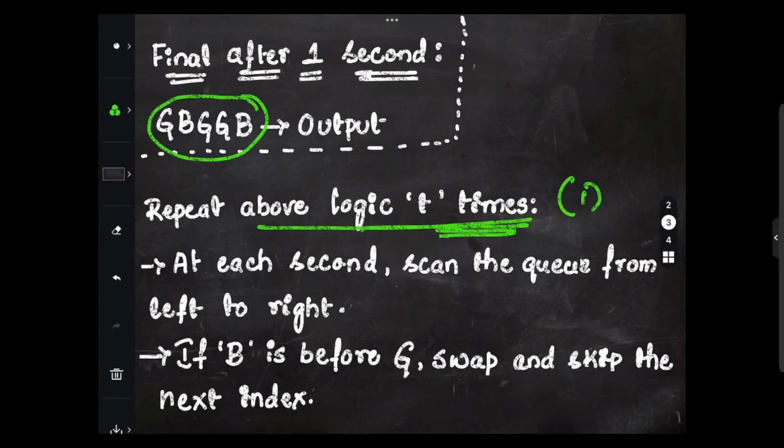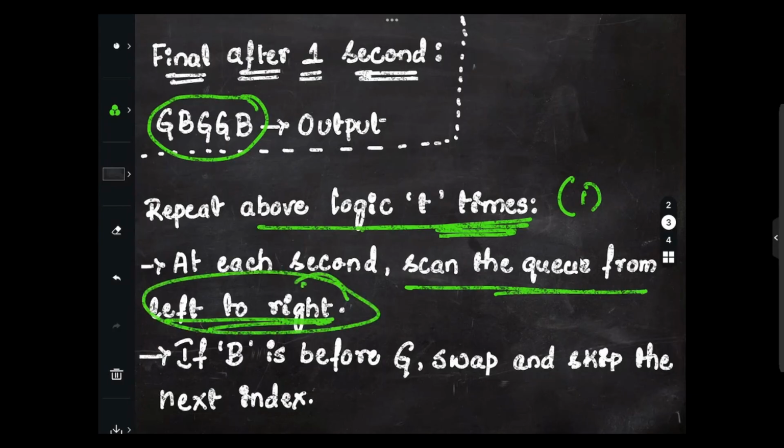So we will repeat above logic t times. At each second we'll scan the queue from left to right. So this one is important. We are scanning the queue from left to right. And also, if B is before G, we'll swap and skip the next index.